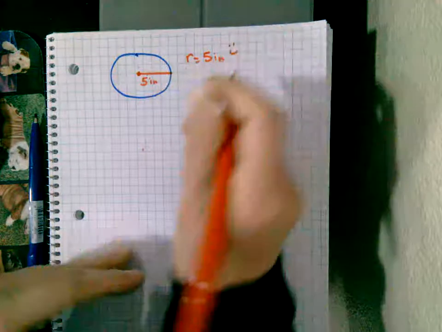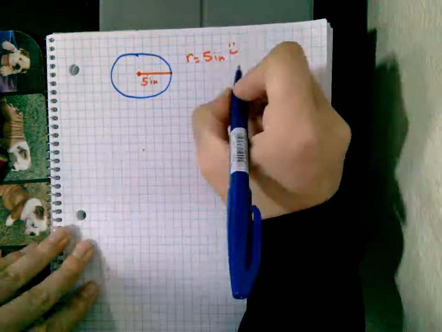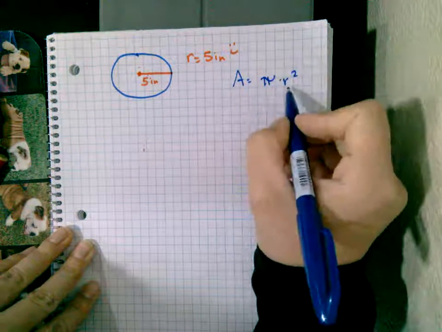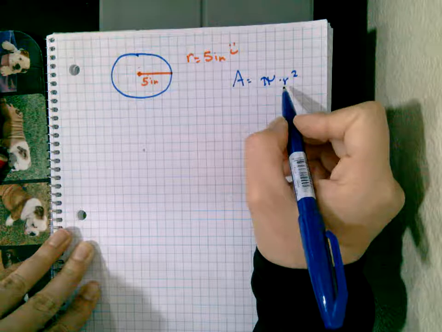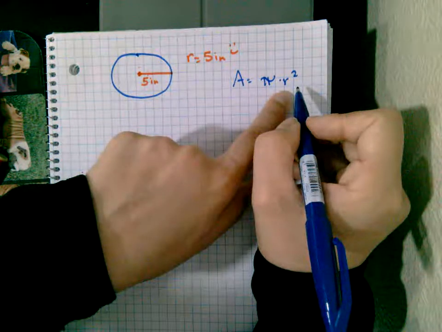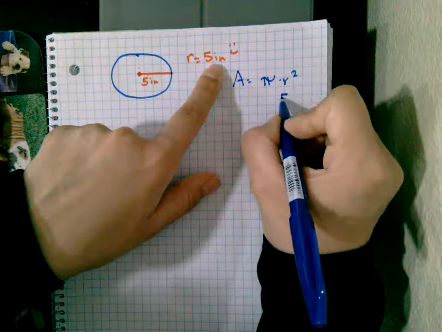And that makes me happy because, why does a radius of 5 make me happy? Because in our formula, we're going to need r. We're going to need the radius. So the radius is 5. So I'm going to plug that in.